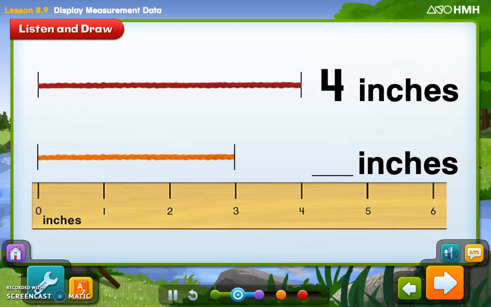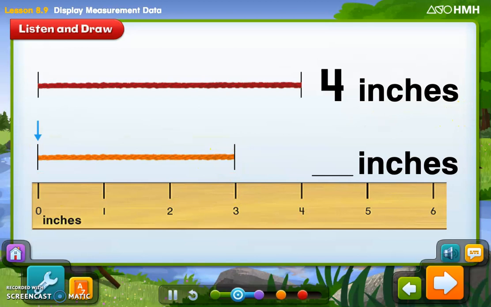Now find the length of this string and record it. If we use our ruler and measure the length, we put the 0-inch mark right on the very end of the rope, and then we go all the way down to see where that rope ends, and it looks like it ends at about the 3-inch mark.